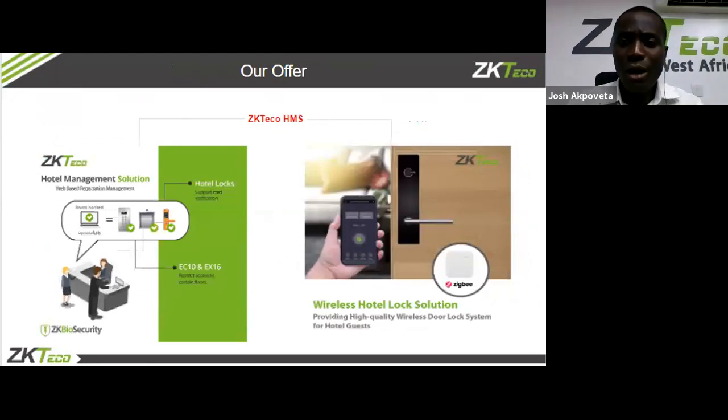As ZKTeco, what are we offering? What solution do we have that we are offering this market? We have a twofold solution. First, we have the ZK Biosecurity Hotel Management Solution that comes with the lock. And secondly, we are offering the ZKTeco Wireless Lock Solution. These are the same solution in two different categories. And this is what we as ZKTeco are offering to the hospitality market, to the hospitality business.